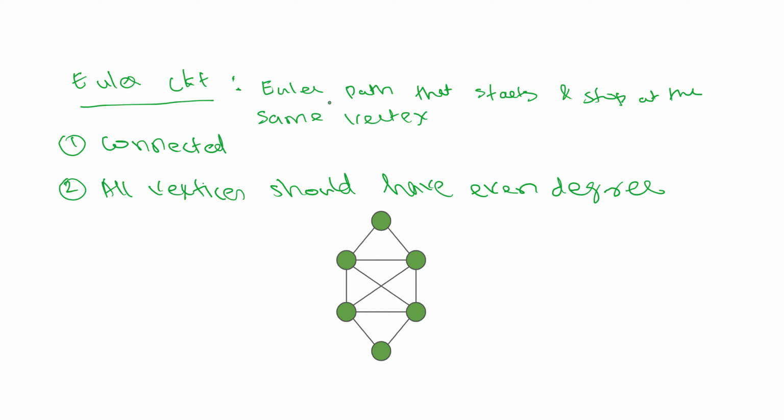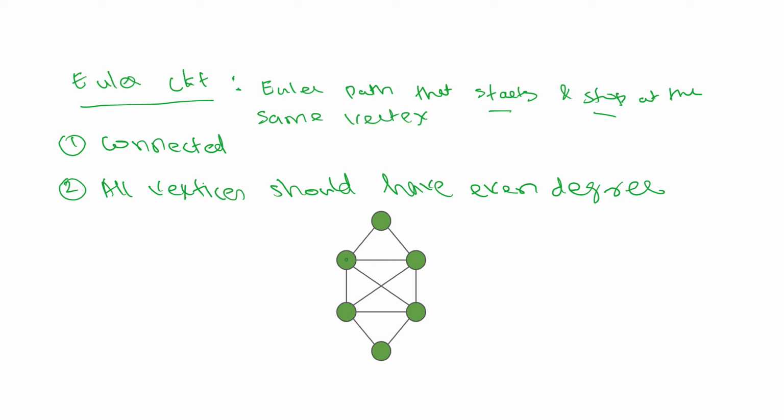An Euler circuit is an Euler path. The difference is that the path starts and stops at the same vertex. So it will be a closed path. That's why we are calling it a circuit. So the condition for an Euler path is that the graph should be connected.